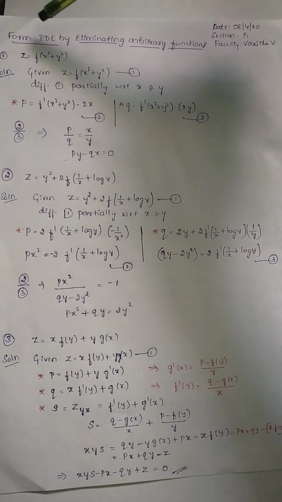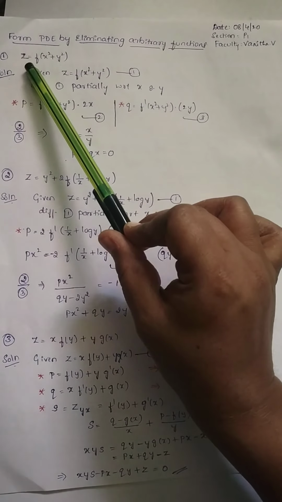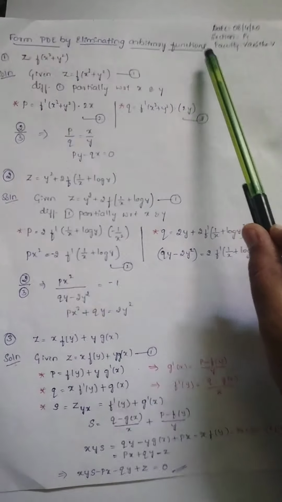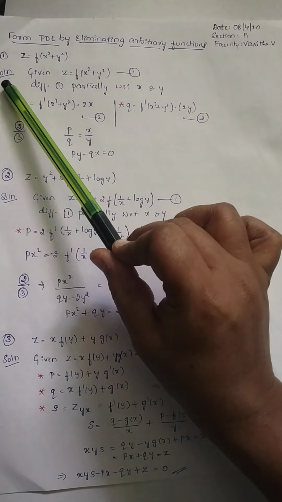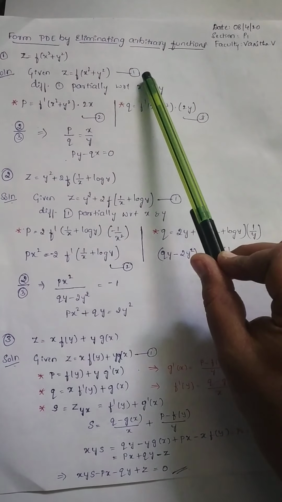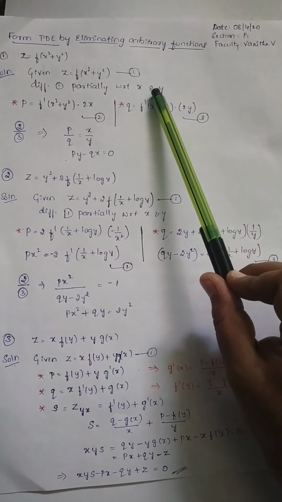Today we'll see formation of PDE by eliminating arbitrary functions. Okay, let us take one problem on that. z is equal to f of x square plus y square. Here f is the arbitrary function, and to write the solution you take the problem as equation number 1 and differentiate 1 partially with respect to x and y.